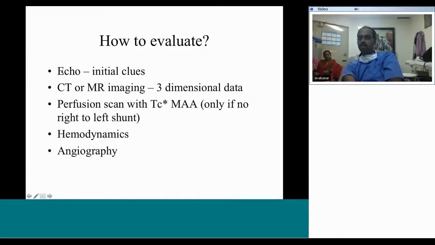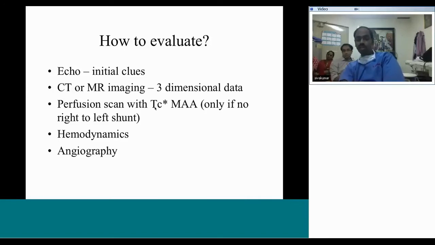How do you evaluate a PA stenosis? The echocardiogram will give you initial clues, but echocardiogram has lots of fallacies. CT scan or MR imaging, that is three-dimensional imaging, is very important. Perfusion scan can be done only if there is unilateral PA stenosis and if there is no right-left shunt. If there is a right-left shunt and you inject macroaggregated albumin, it will go preferentially towards the brain, the liver and various other organs, and so you will not be able to get adequate scan data.